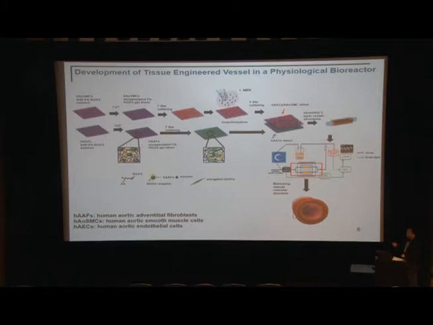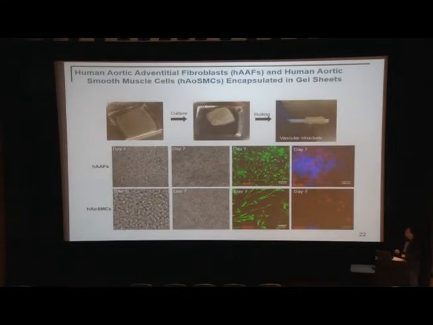The way is that we simultaneously encapsulate smooth muscle cells and fibroblasts, so we can grow them within a week. Then we can also seed the endothelial cells. Then we can make a 3-layered structure, and we mature it in a pulsatile flow bioreactor system. So even by controlling this blood flow system, we can induce some kind of disease model inside this tissue-engineered vessel.